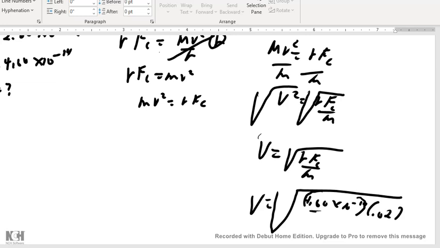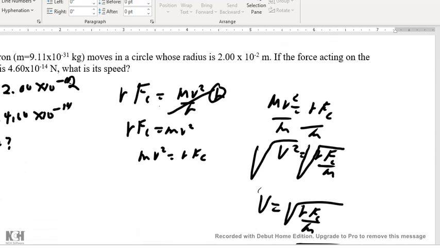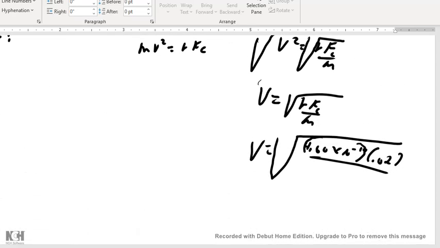Done. Divided by the mass. What was the mass? 9.11 times 10 to the minus 31. Throw it in the calculator or leave it like that.